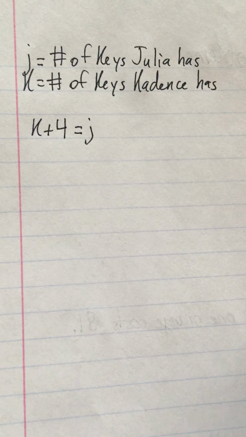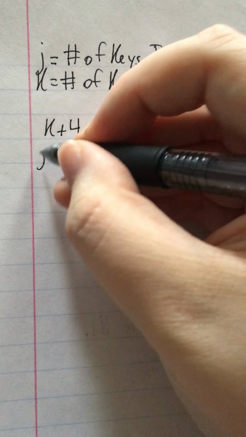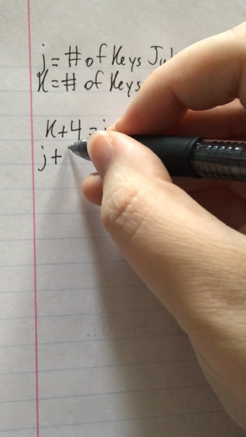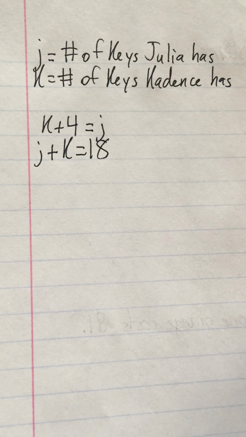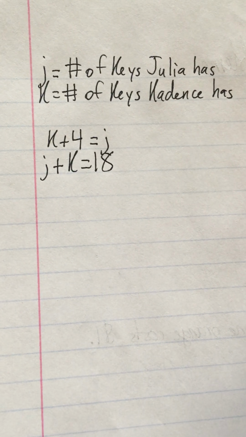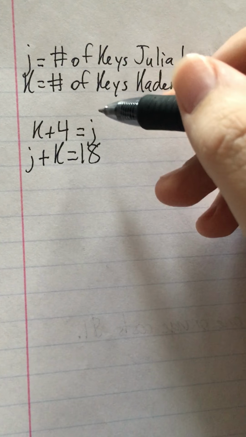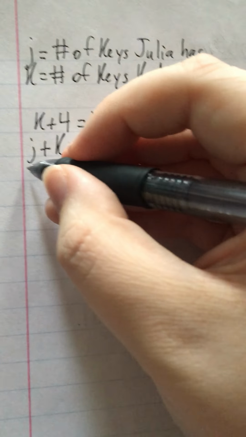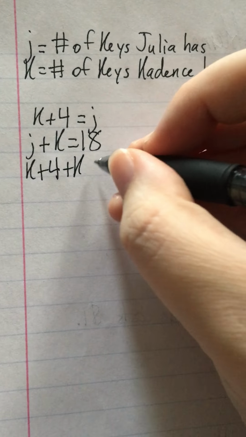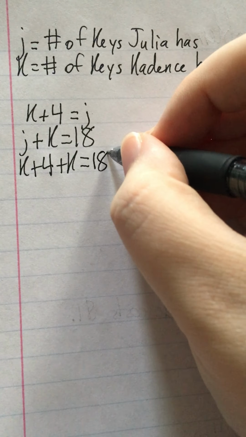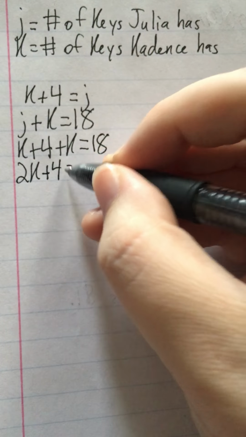And then we know that the two of them together have 18 keys. So however many keys that Julia has, plus however many keys that Cadence has, we know that that's equal to 18. Now this question is very easy for substitution because J is already isolated. So I'm just going to take that and plug that in over here. So we're left with K plus 4, bring down that K, so plus another K, is equal to 18. So I'm going to combine like terms, and I get 2K plus 4 is equal to 18.